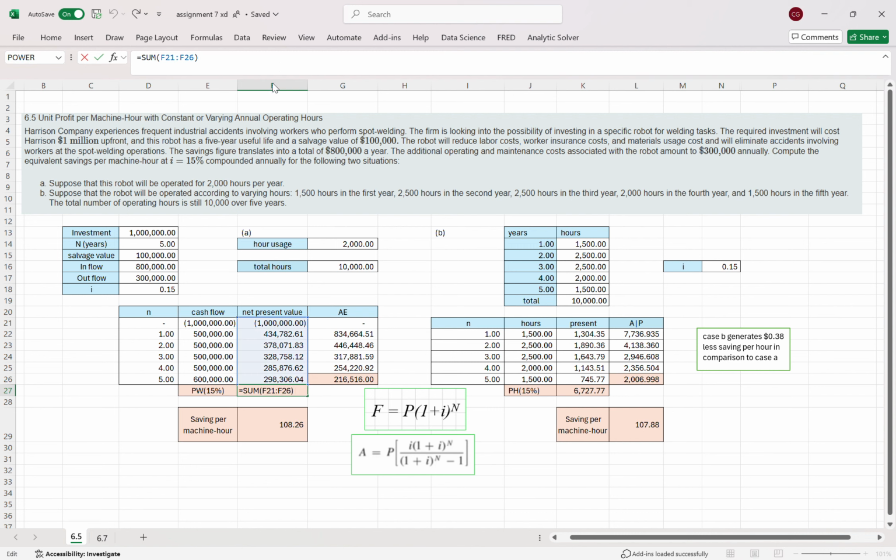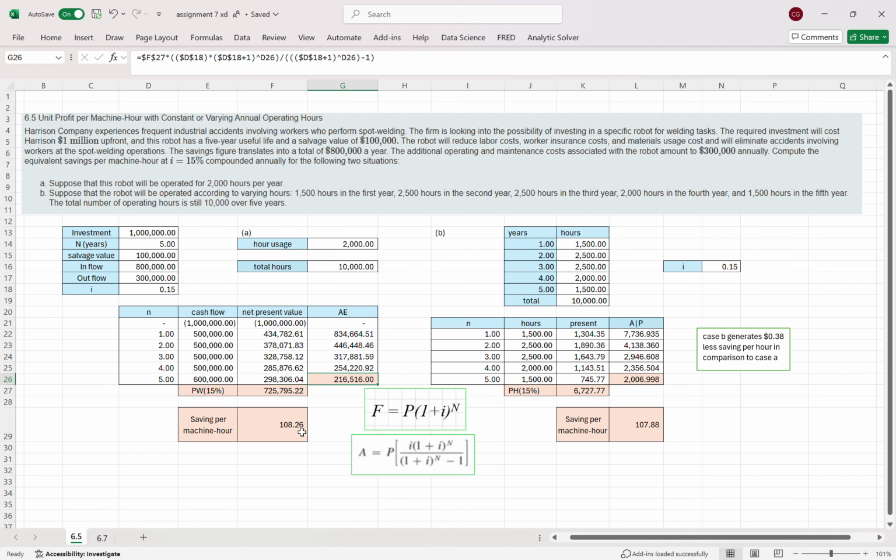with a 15% rate. Once I got that, I set up a second table using the capital recovery formula, and I set up my P to be the present worth at a 15% rate. For my I, I used the same 15%, and then for my N, I used the corresponding N on the table for each row. I dragged down the formula and I got a total of $260,516.